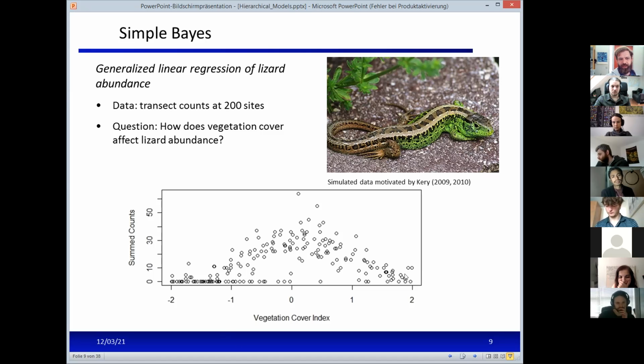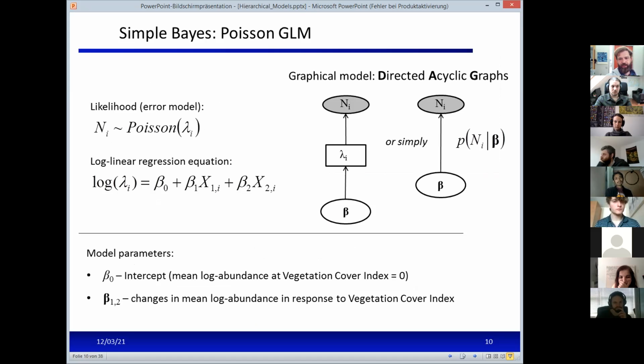And as in all the examples in this book, also here for now we're working with simulated data just to keep everything clear and simple. Down here you see a simulated data set showing the variation in the count data for this lizard on different sites with different vegetation cover indices. A simple approach to model this data would be to formulate a generalized linear model that uses Poisson error distribution, the standard choice when we look at count data, because the Poisson distribution describes non-negative integer values, and that's of course what our count data looks like.